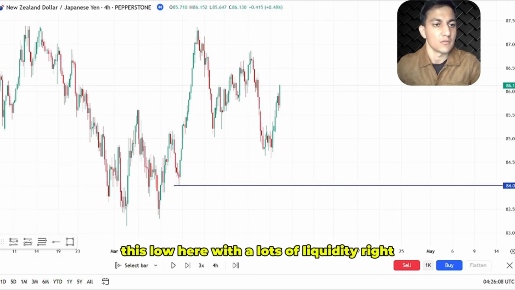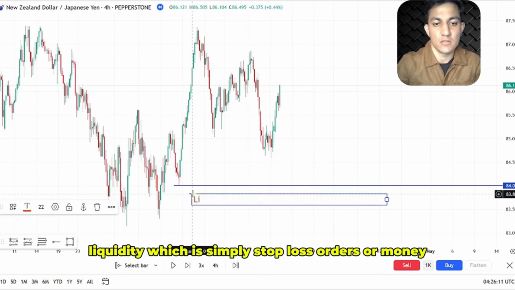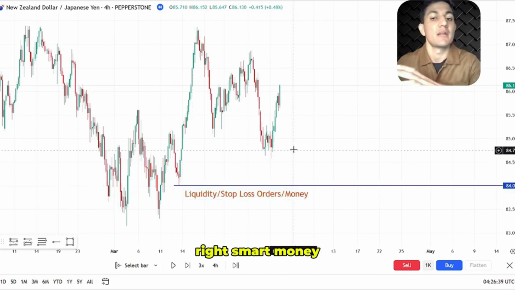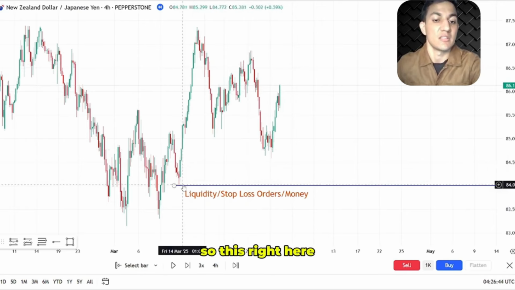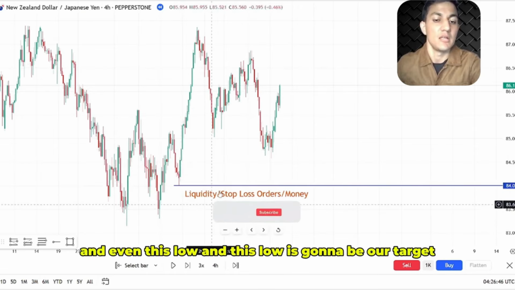This low here where there's lots of liquidity, right? Liquidity, which is simply stop loss orders or money. Smart money can only get in and out of their positions at major highs and major lows. So this right here, and even this low and this low, is going to be our target.